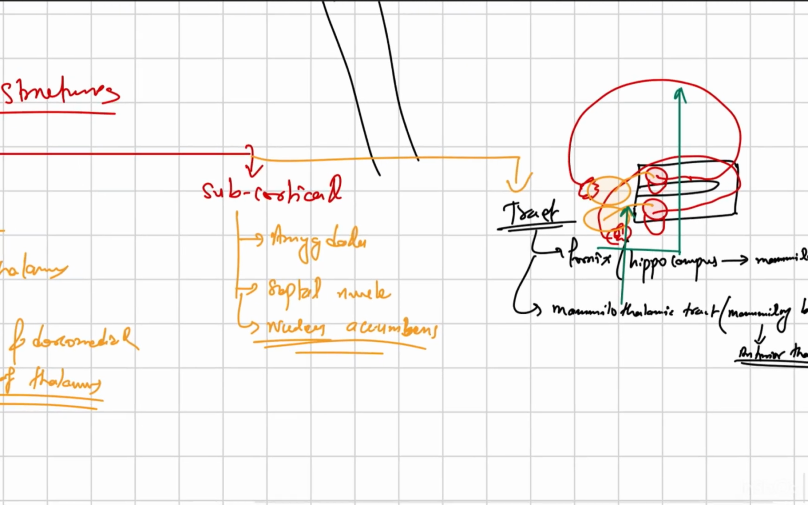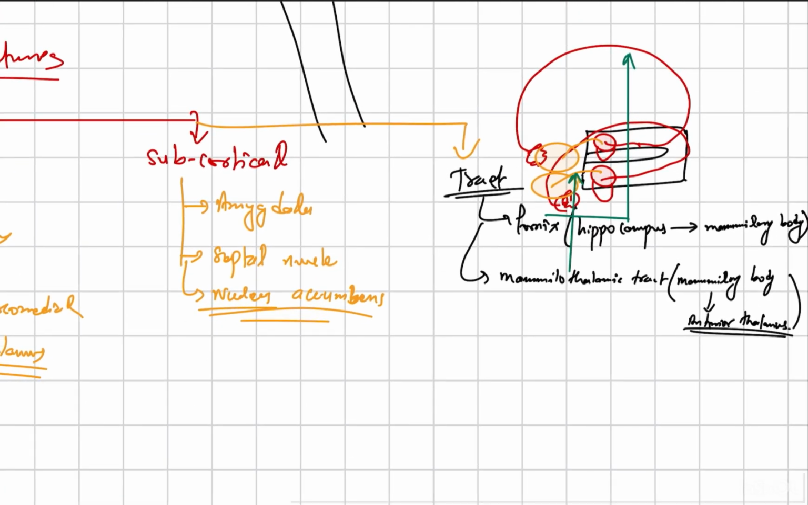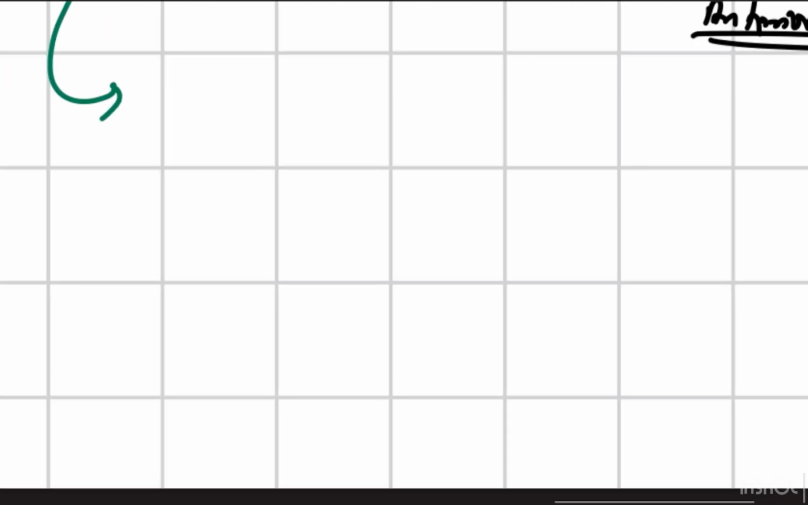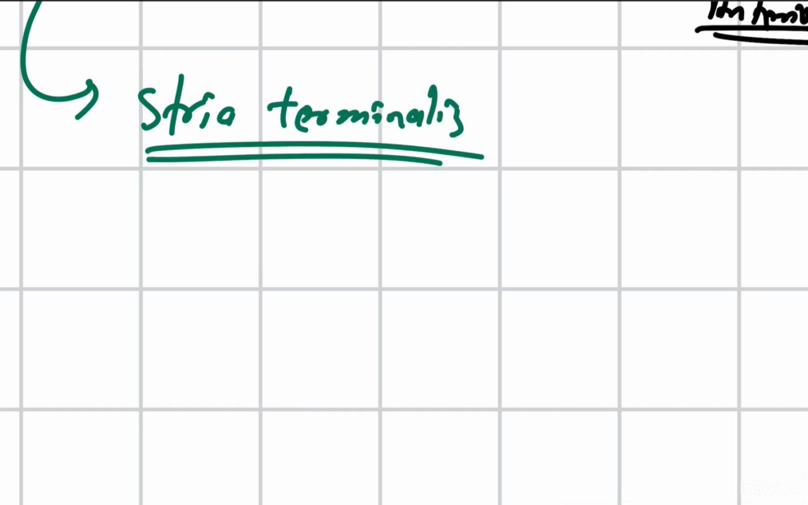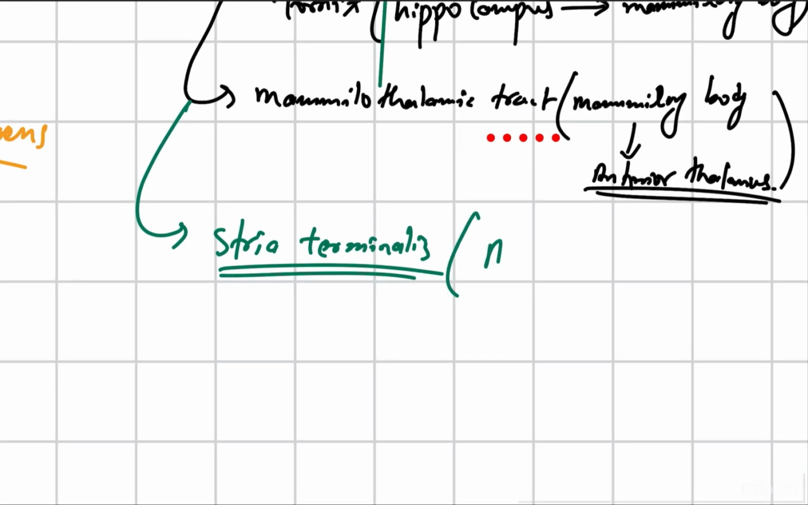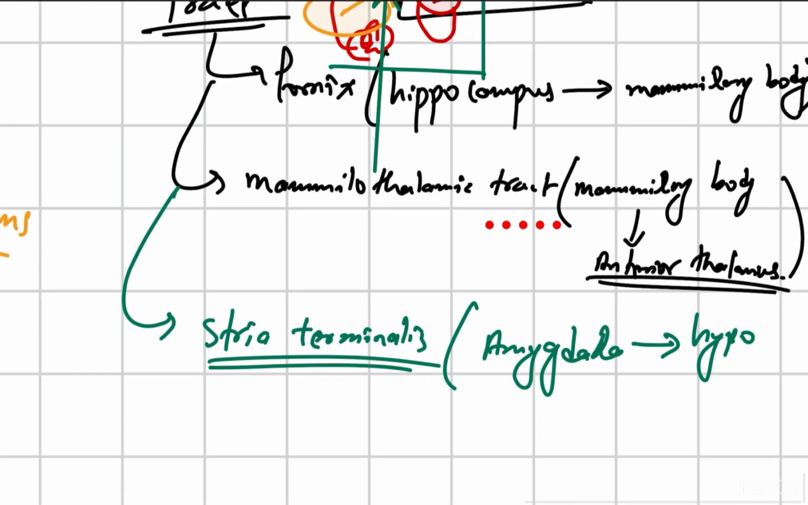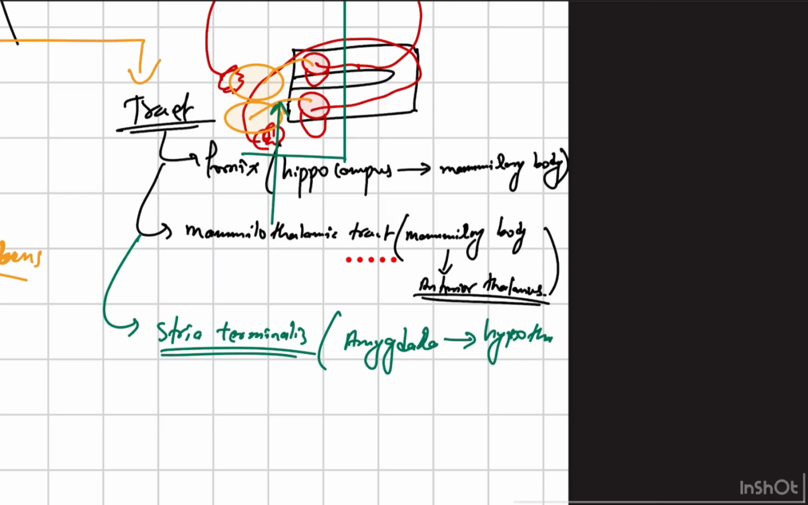Now moving on, stria terminalis. So there is one thing, stria terminalis. It connects the amygdala to the hypothalamus.